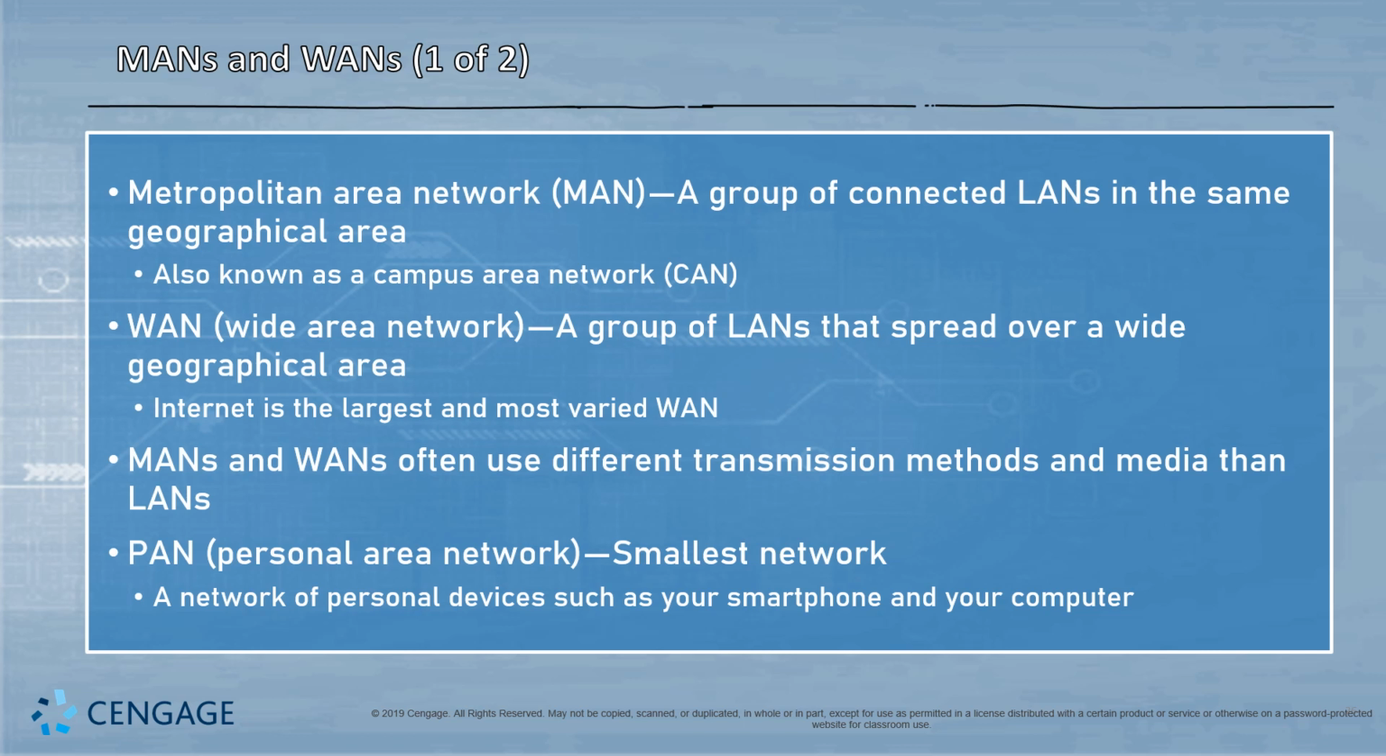A WAN, or wide area network, is a much larger geographical area. The internet itself qualifies as a WAN because it is the largest network on the globe, covering the entire globe. MANs and WANs often use different transmission methods than LANs. They use different types of signaling. They often use specific serial transmission types, DCE or DTE, more often than not if there's a serial connection. And they will also often use different media.